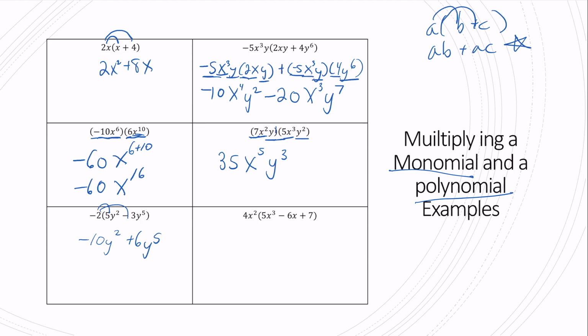Last example, I have 4x squared times 5x cubed. That gives me 20x to the fifth. I have 4x squared times negative 6x. 4 times negative 6, that's a negative 24. X squared and x gives me an x cubed. And then I have 4x squared times 7. That gives me a positive 28x squared. And none of these are like terms, so I can't simplify this further.